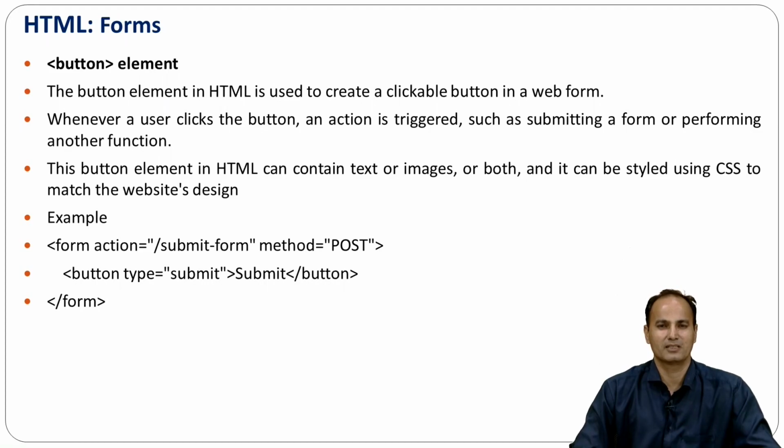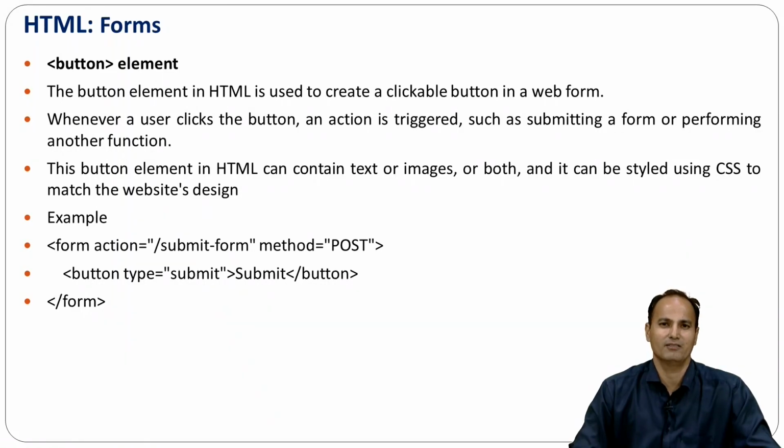Then after, the button control is there. It is a very important control with respect to form manipulation. So whenever the user enters the data in an HTML form, it is required to submit that data to the server for further processing. So to submit the form data to the server, we need to have a certain mechanism in the form of a button, so that the user can click on that button, and once the click takes place on a button, the form data will be submitted to the server. Button elements in HTML can contain text or image or both, and can be styled using CSS to match the website's design.